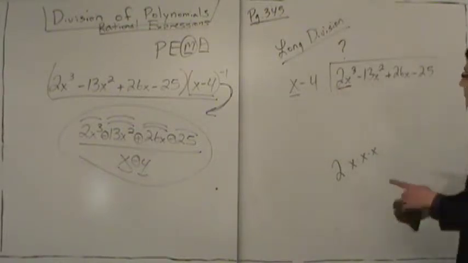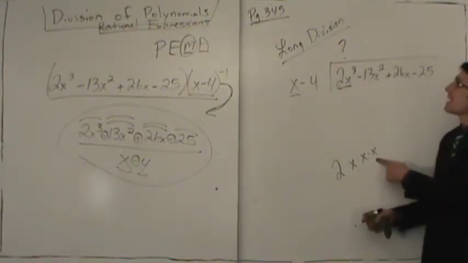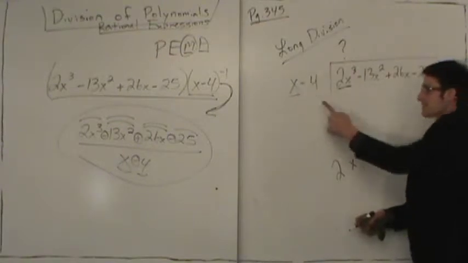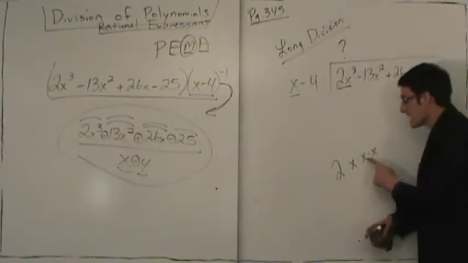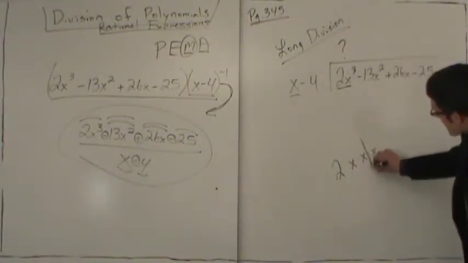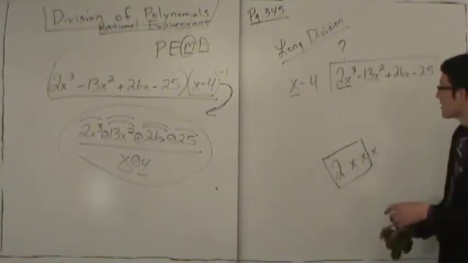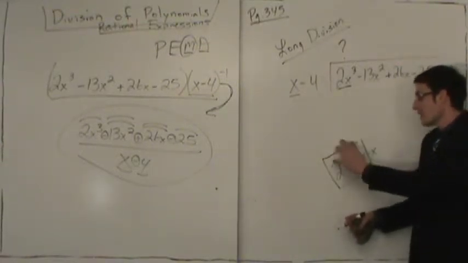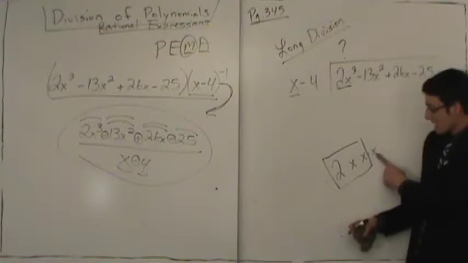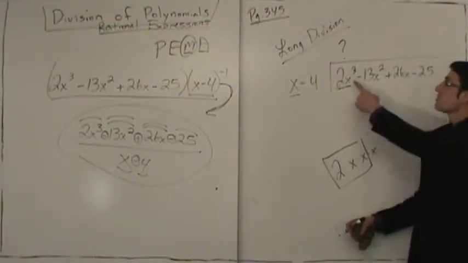Take your 2x to the third and write it out like this. Now we're asking what multiplies by x to give 2x to the third. Take an x out of this and put a box around the rest of it. Okay, so now look what's in the box. What in the box will multiply by x to give 2x to the third?